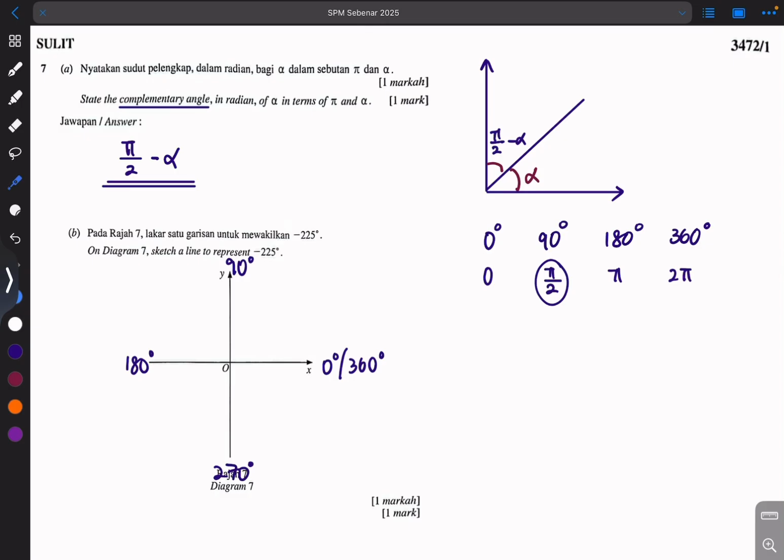So 225 goes across 1, 2, 3 quadrants. So you go the other way, 1, 2, 3 quadrants. So it will be here. This will be 90, 180, then 225 will be somewhere here. So we draw like this. This will be negative 225 degrees. That's it.